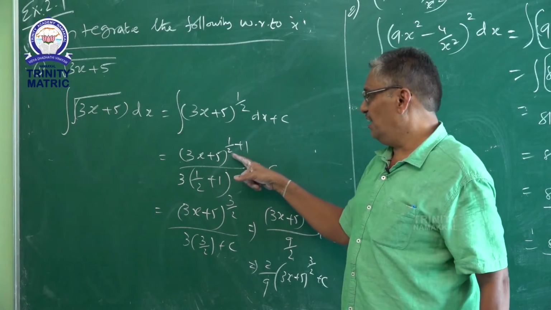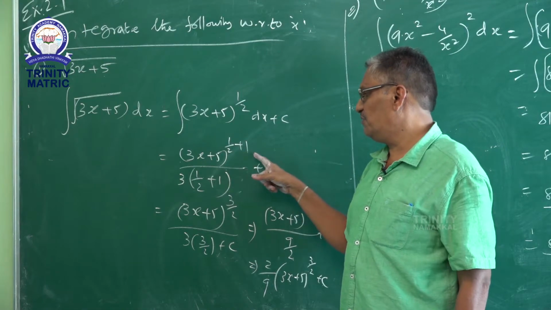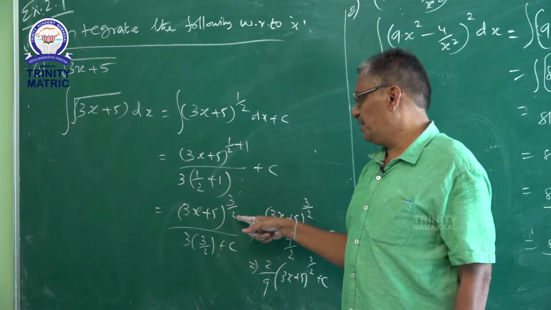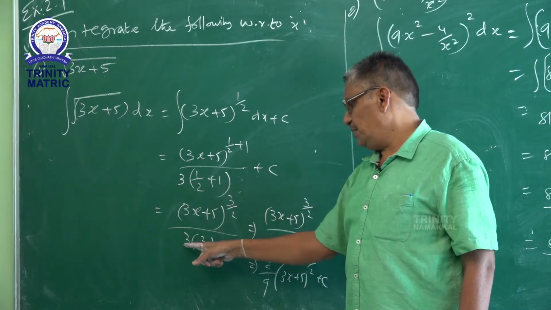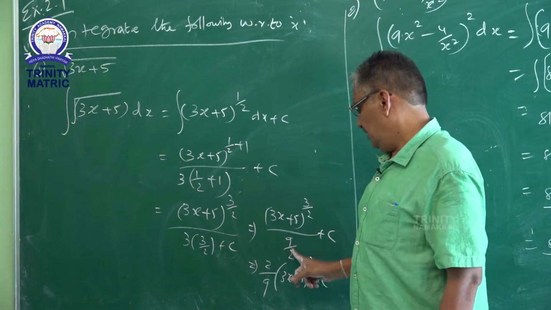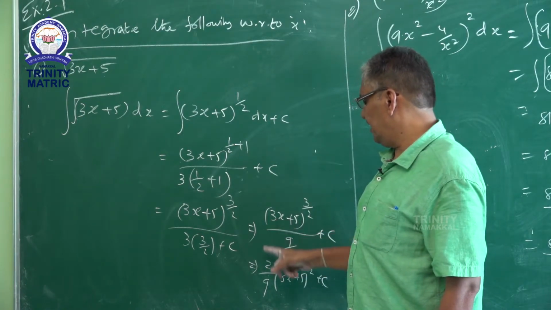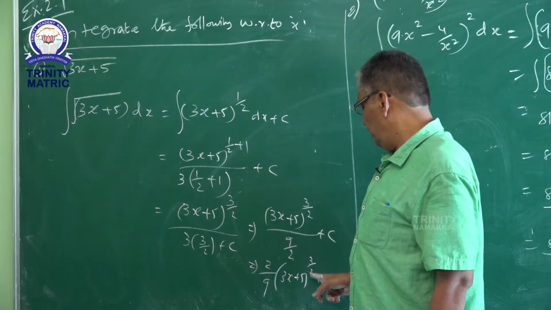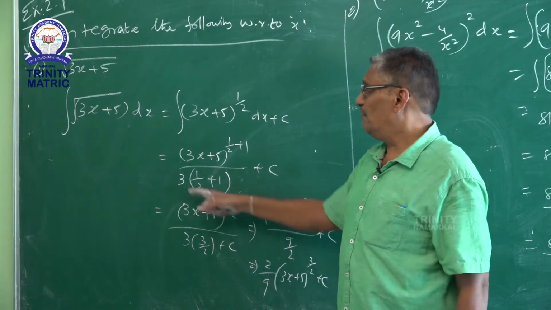You know the LCM of 1 and half. One and a half as a mixed fraction, when converted to an improper fraction, we get 3 by 2. So 3 by 2, and 3 threes are 9 by 2. Then we take this 9 by 2 and write it as 2 by 9 into 3x plus 5 whole to the power of 3 by 2 plus c. Now I got it. Again I will explain to you. What is the given sum?